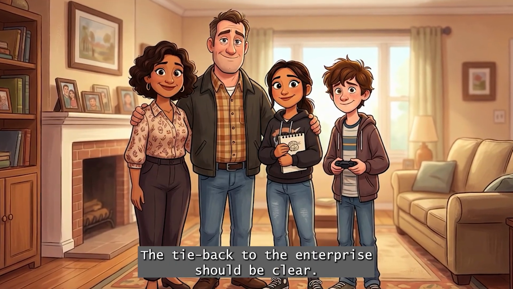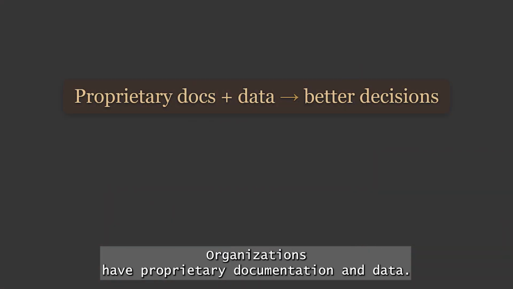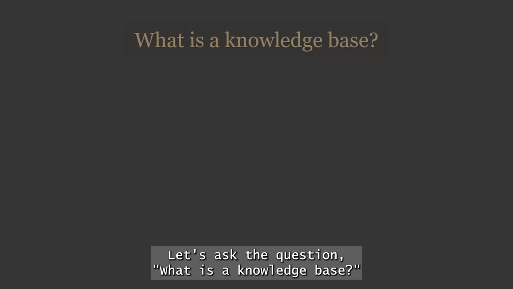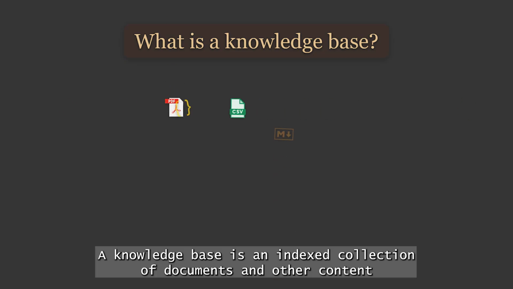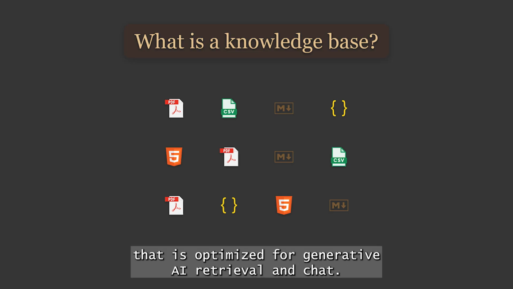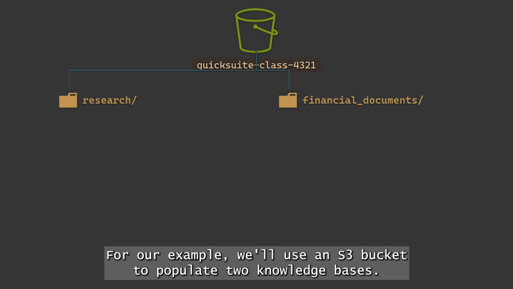The tie-back to the enterprise should be clear. Organizations have proprietary documentation and data. Accessing this information for decisioning is key to organizational health and functionality. Let's ask the question, what is a knowledge base? A knowledge base is an indexed collection of documents and other content that is optimized for generative AI retrieval and chat. For our example, we'll use an S3 bucket to populate two knowledge bases.